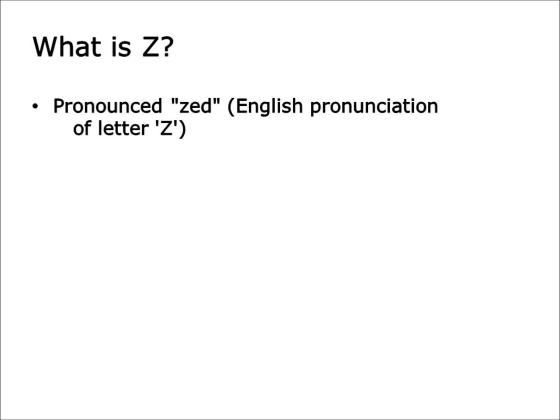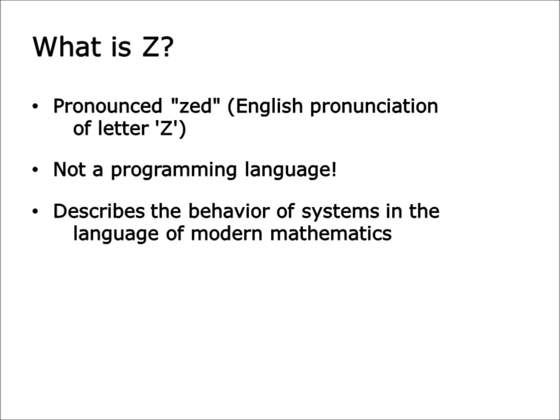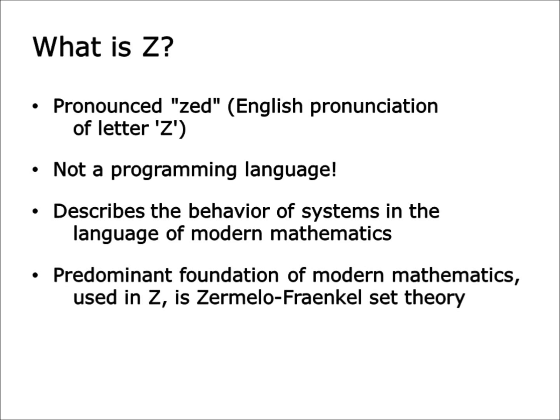Z is not a programming language. It does not compile into executable code and it does not run in an interpreter. The purpose of Z is to describe the behavior of a system, such as a software application, in the language of modern mathematics. The predominant foundation of modern mathematics, also used in Z, is Zermelo-Fraenkel set theory.